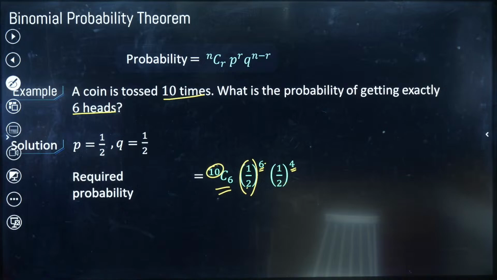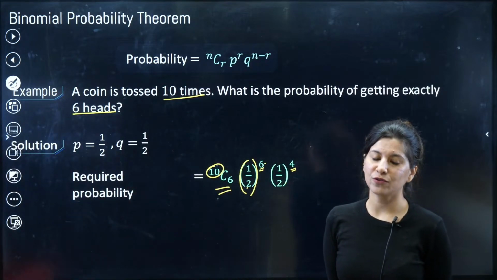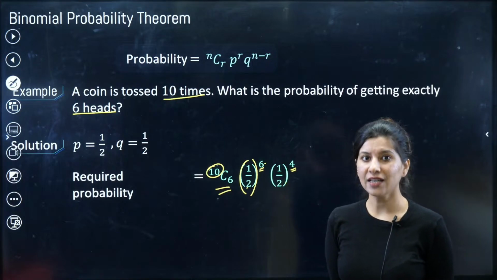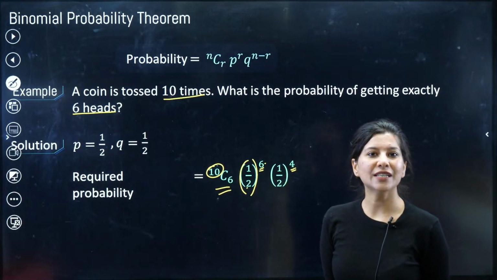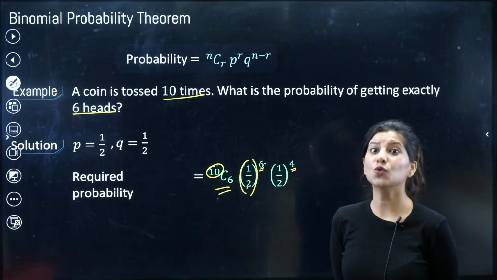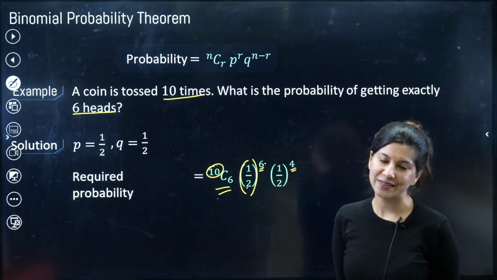Why 1 by 3? Charanya is asking. Charanya, in the previous question, we were getting a 3 or 4. When I roll a die, what numbers can I get? 1, 2, 3, 4, 5, 6. So the total number of outcomes is 6. The favorable outcomes are 3 and 4, so 2 are favorable outcomes. 2 by 6, that is 1 by 3.